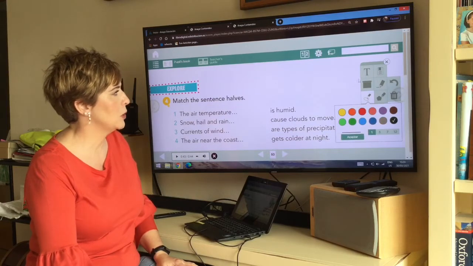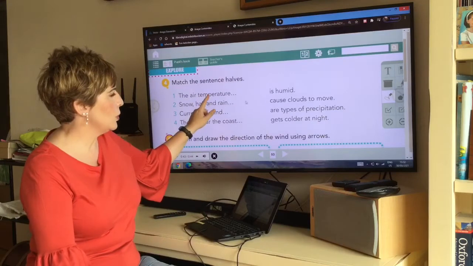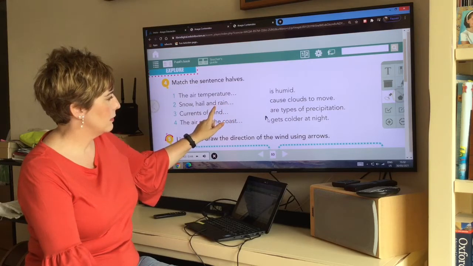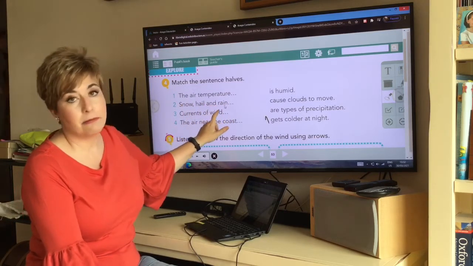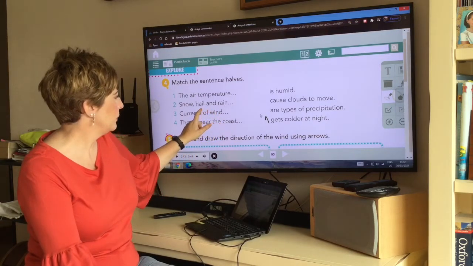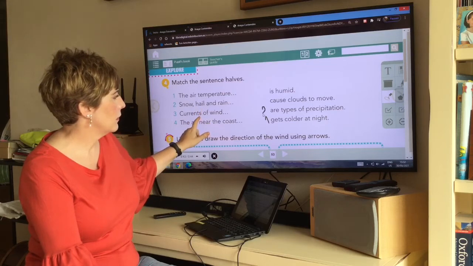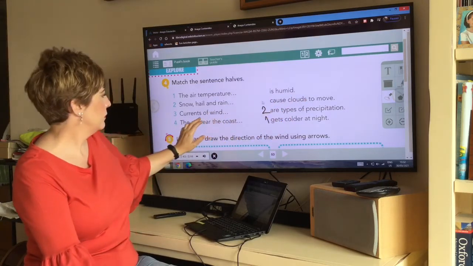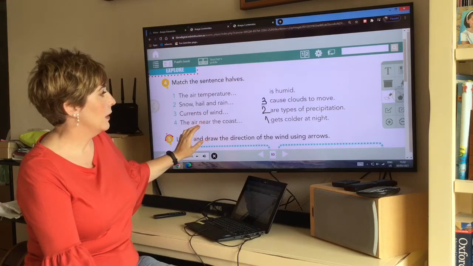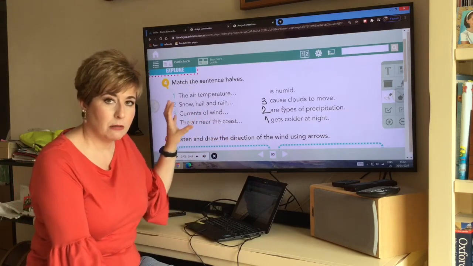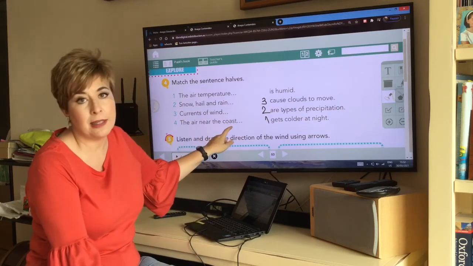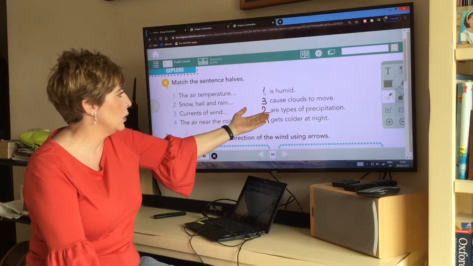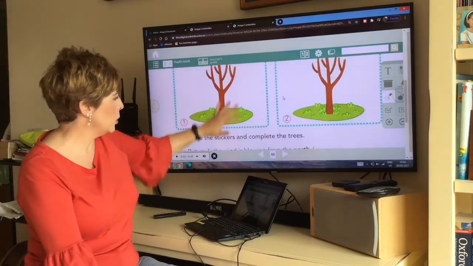I'm going to write the numbers because I think it's more clear. The air temperature gets colder at night. Snow, hail, and rain are types of precipitation. The wind makes clouds move. And the air near the coast, that's very near the coast, that's next to the coast. In the coast, there's the ocean. So if it's next to the ocean, it's going to be humid. This we did in the classroom.